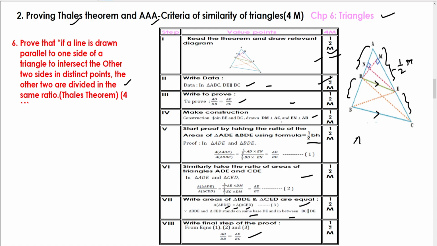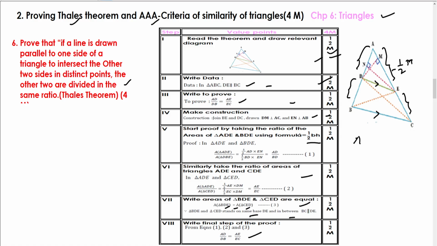Then you have to make a construction, because we have to find out the area of the triangle. As the altitudes are not there, we are drawing the altitudes now. Draw DM perpendicular to AC, and you can observe in the figure, and draw EN perpendicular to AB. See in the figure, and now the proof starts. For doing this, you will get half a mark. See, already you got 2 marks here. The remaining 2 marks will be given for the proof.